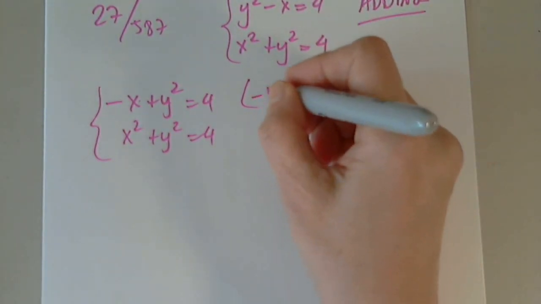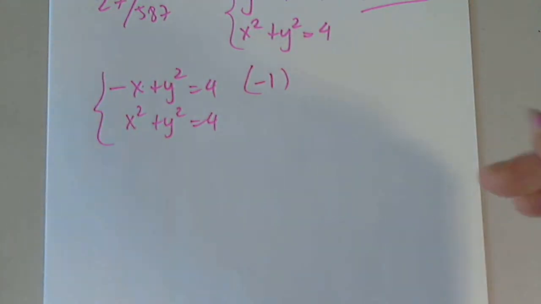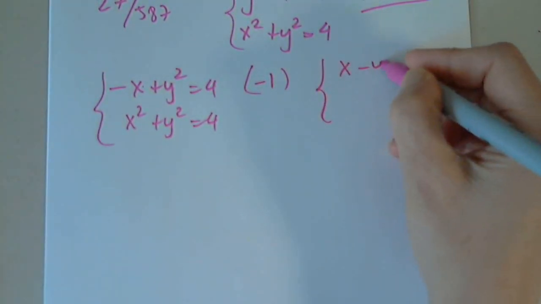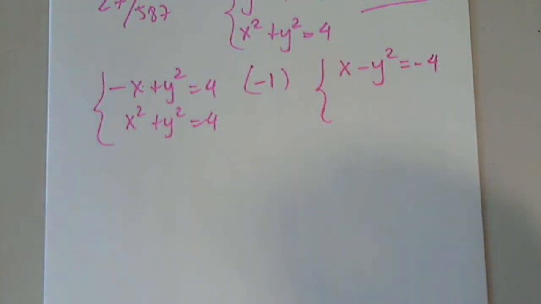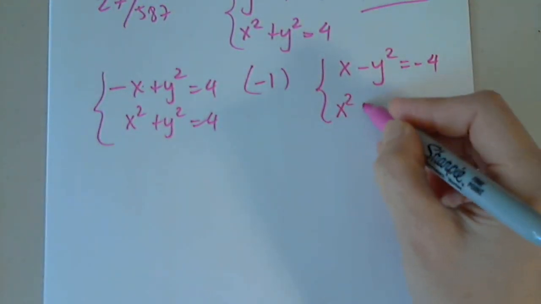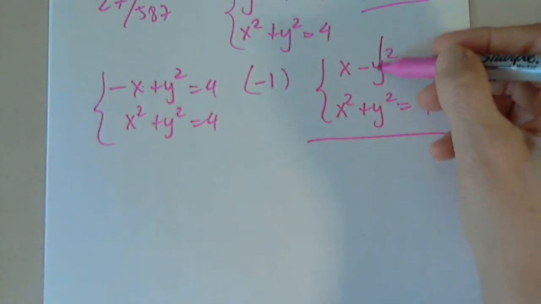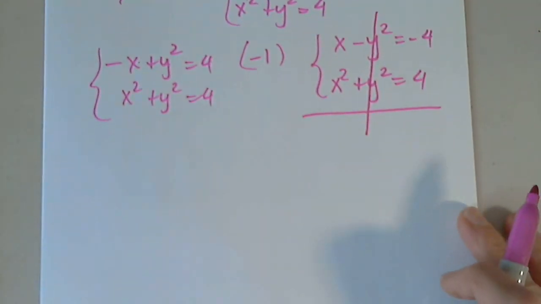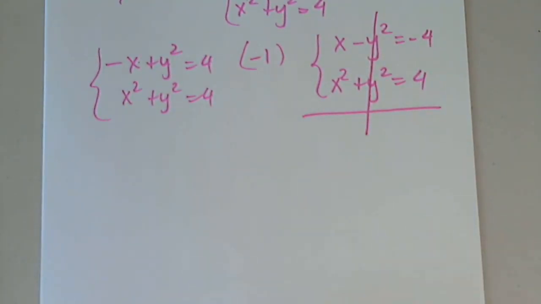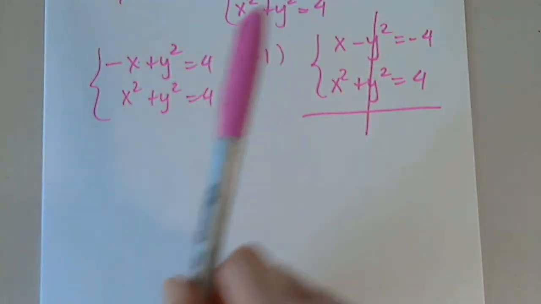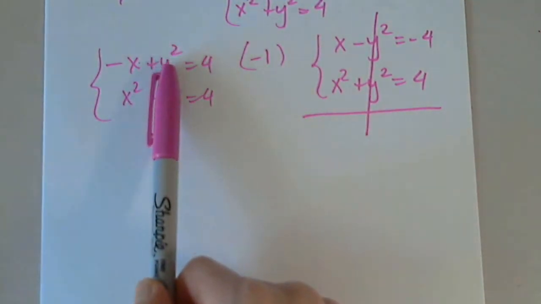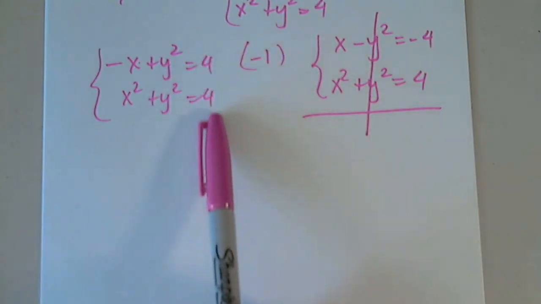I think I heard somebody say negative 1. So I have x minus y squared equals negative 4, and then x squared plus y squared equals 4. Now this is prepped for exactly what I wanted to do. So this is another aspect that we need to make sure it's clear: terms with x, terms with y, equal symbol, and a free term.